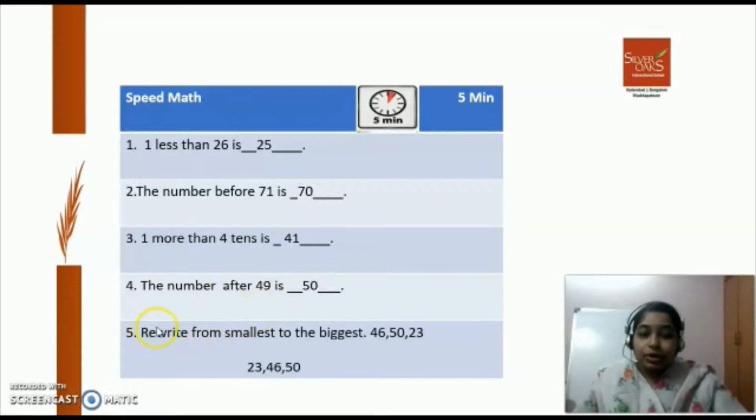Okay. Now, rewrite from smallest to biggest. Here are the numbers. If we arrange from smallest to biggest, it is increasing order and it is also called ascending order. So, it is 23, 46, 50. If you could get all the answers correctly and if you are able to solve in less than 5 minutes, then it's time to give a star for yourself. Good job.